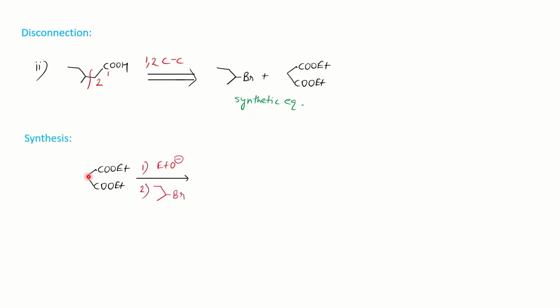In the presence of a base, abstraction of the acidic proton followed by the substitution reaction, or alkylation, gives you this molecule. If you compare it with your target molecule, you have one COOH, which you can get easily: base hydrolysis followed by H plus and heating will give you your target molecule. And this is how you can design your target molecule using the 1,2-CC disconnection.